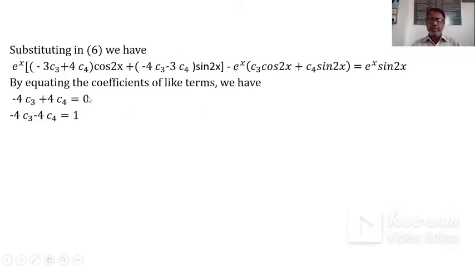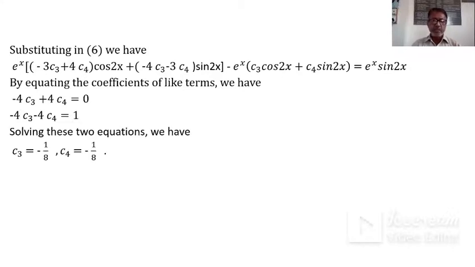There is no such term on the right hand side, therefore we take its coefficient to be 0. There is no term of the type e to the power x cos 2x. We get these two equations, and if we solve them by adding, we get minus 8c3 is equal to 1. Therefore, c3 is equal to minus 1 upon 8. And if we substitute this in any one equation, we get c4 is equal to minus 1 upon 8.